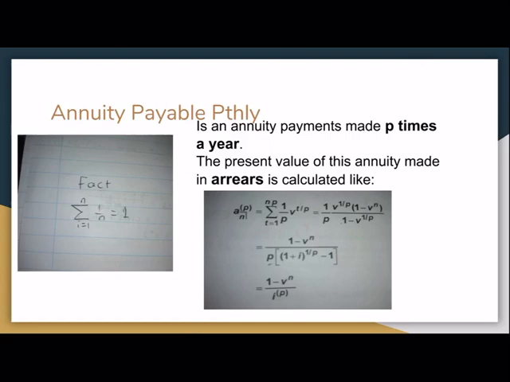So this is how we find the present value of an annuity which is made in arrears. It is calculated like this. You will use this formula, and you will need to understand what i to the power p, that is i(p), is, because you will need some background knowledge of interest.